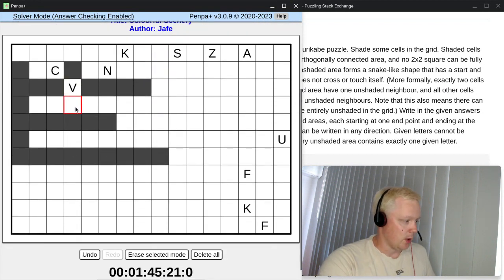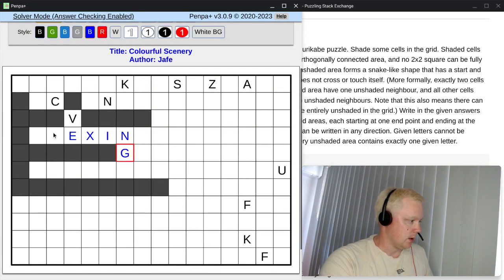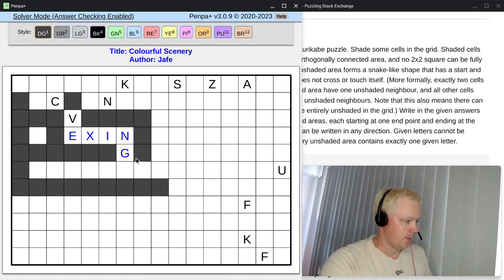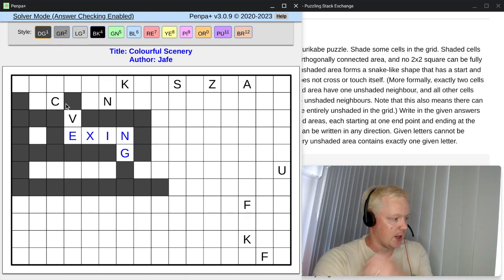So this could be a word. What did we have? Vexing or something. Vexing could be something like this, and then we would be shading everything around it. So this could be a word that we end up with.